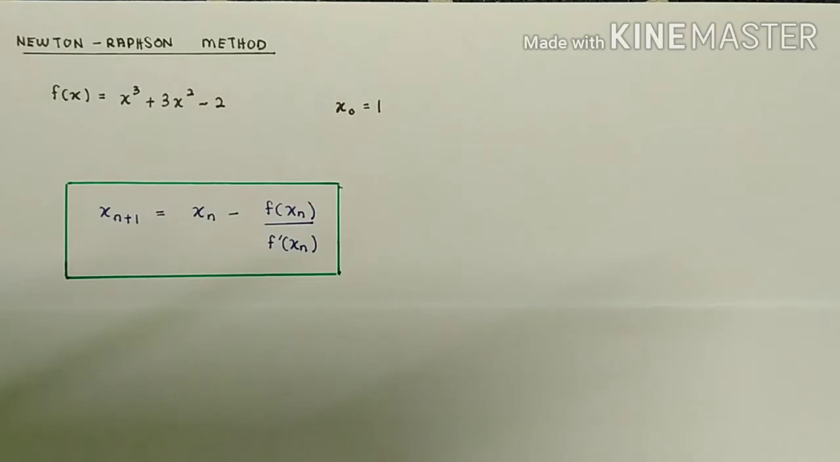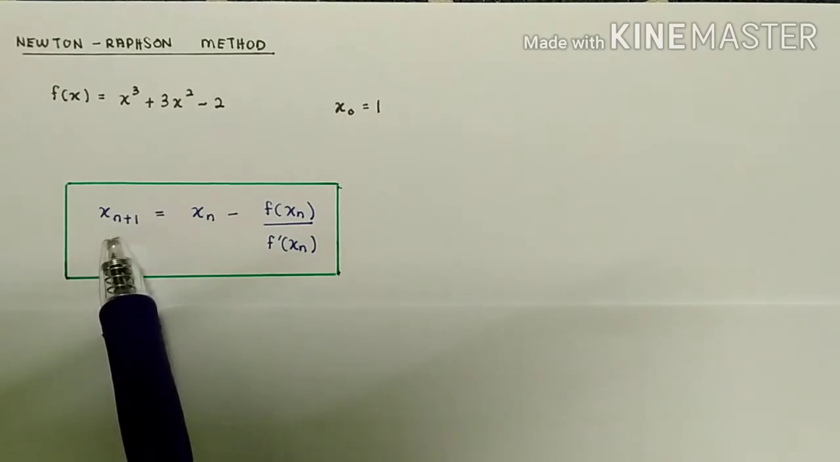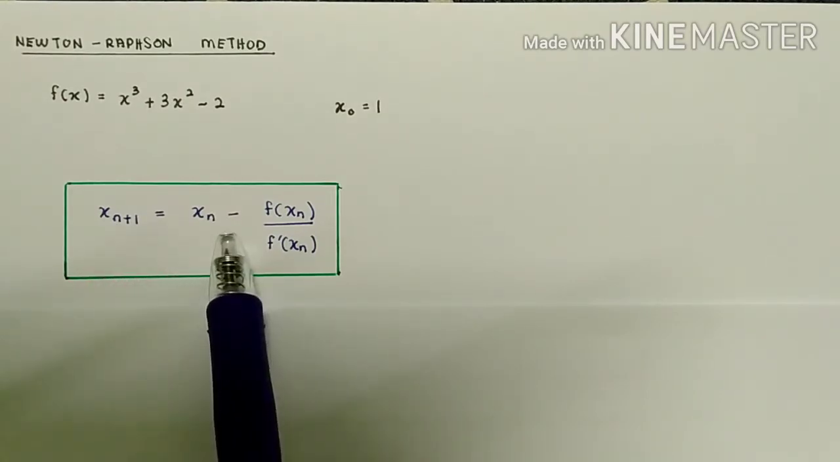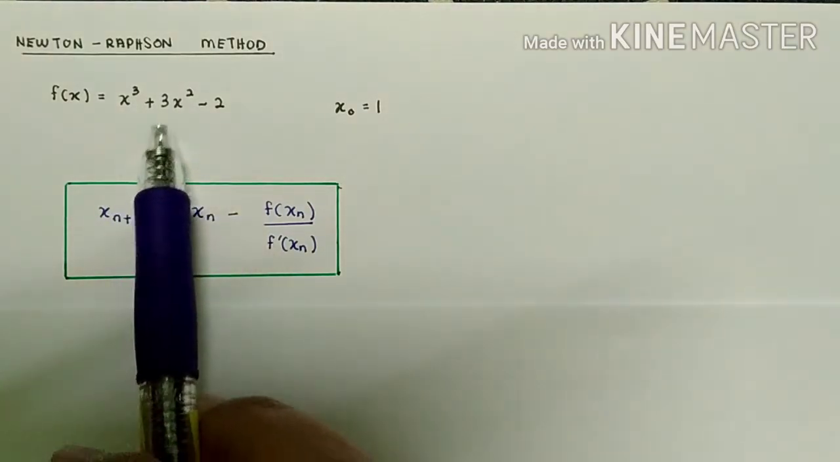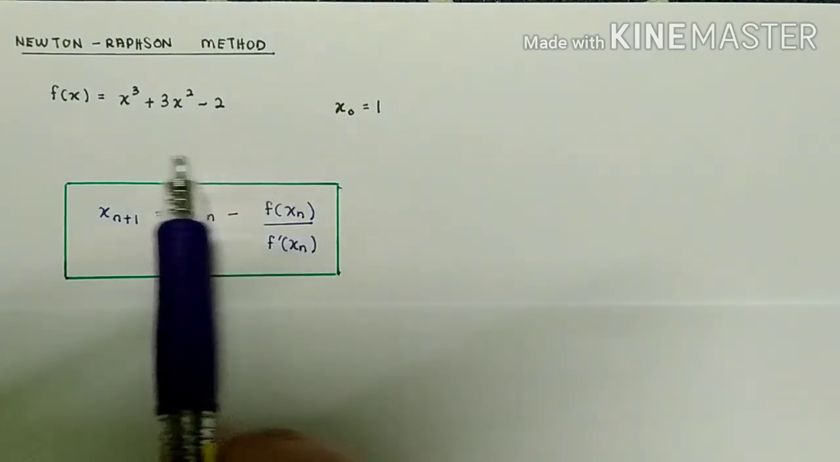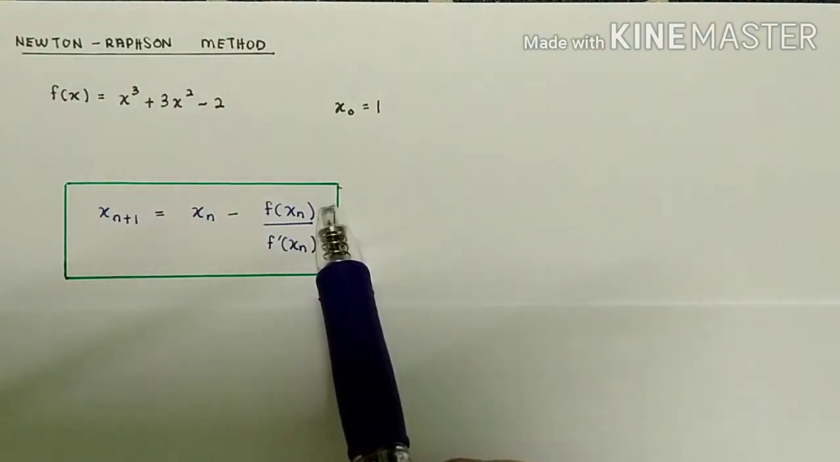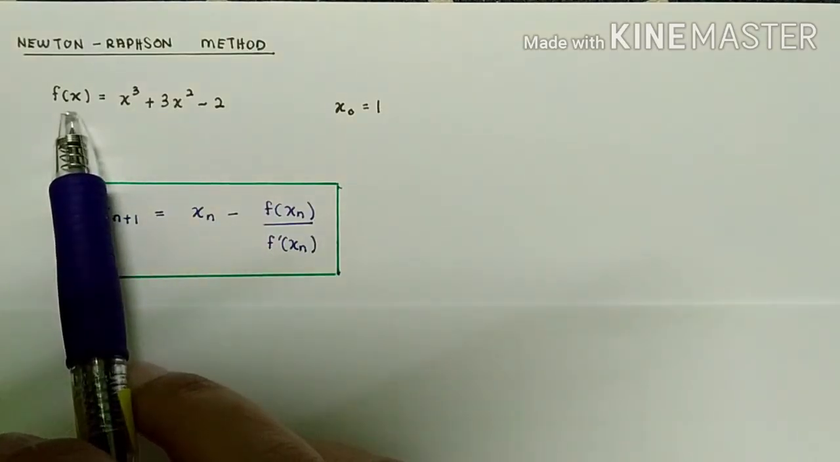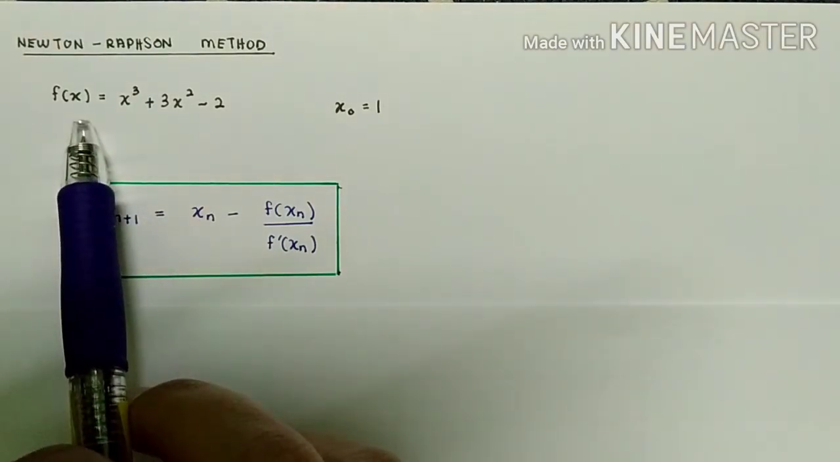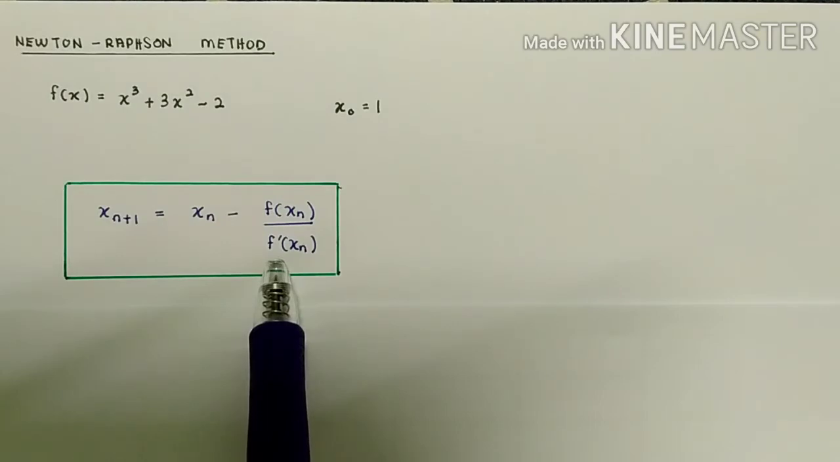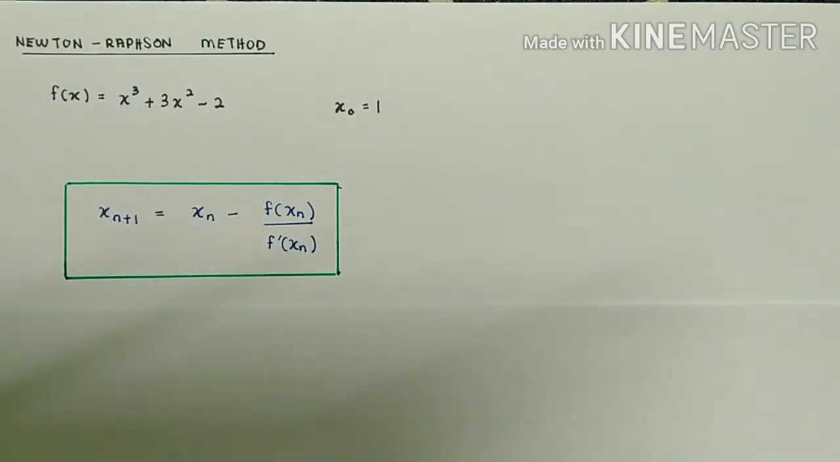So this is the formula for Newton-Raphson method. The formula is x(n+1) is equal to x(n) minus f(x(n)) divided by f prime x(n). So to solve this polynomial equation by using Newton-Raphson method, if we look at the formula, we have f(x). This is our f(x), and we must find the differentiation of this function. f prime x means the first derivative of the function of x.